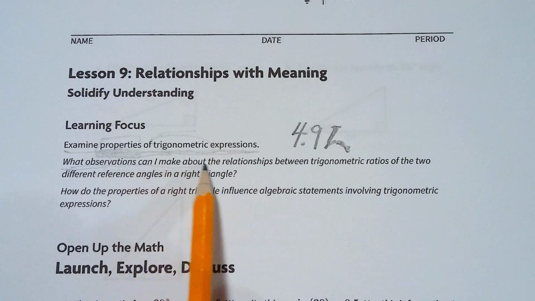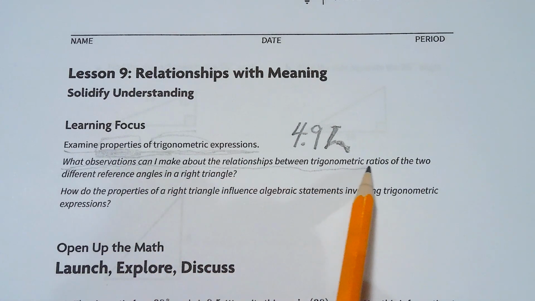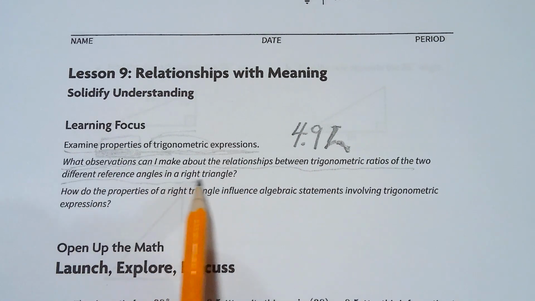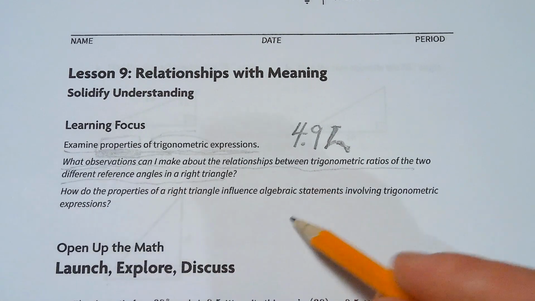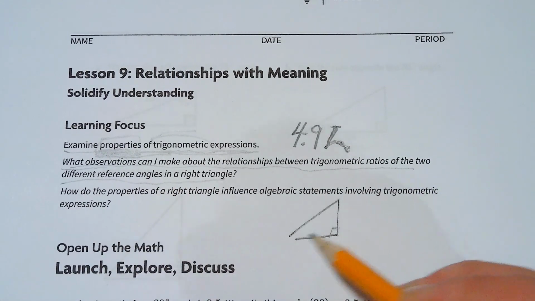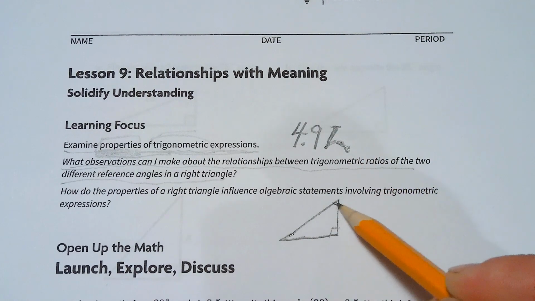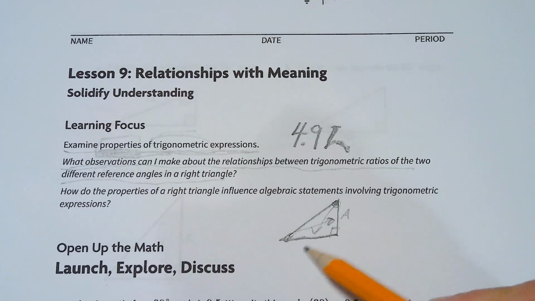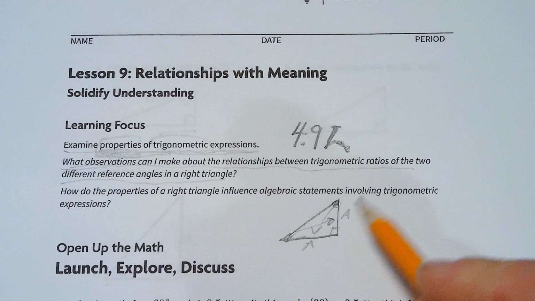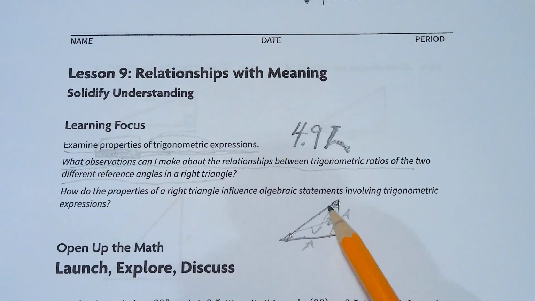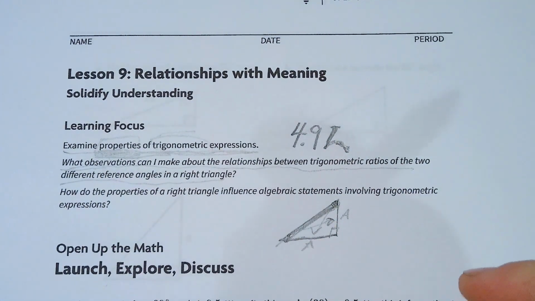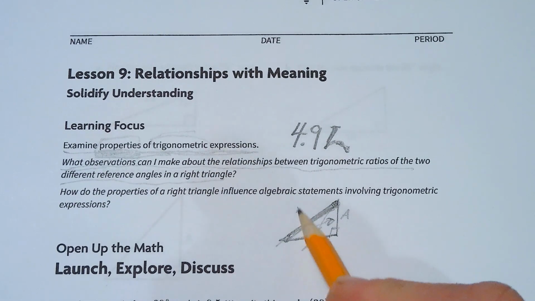What observations can I make about the relationships between trigonometric ratios of the two different reference angles at a right triangle? So basically that means if I'm using this as the reference angle, that's the opposite, this the adjacent. But if I switch to this angle, now that's the opposite, this the adjacent. So how does switching ends work out? This is always the hypotenuse, which makes it interesting, right?